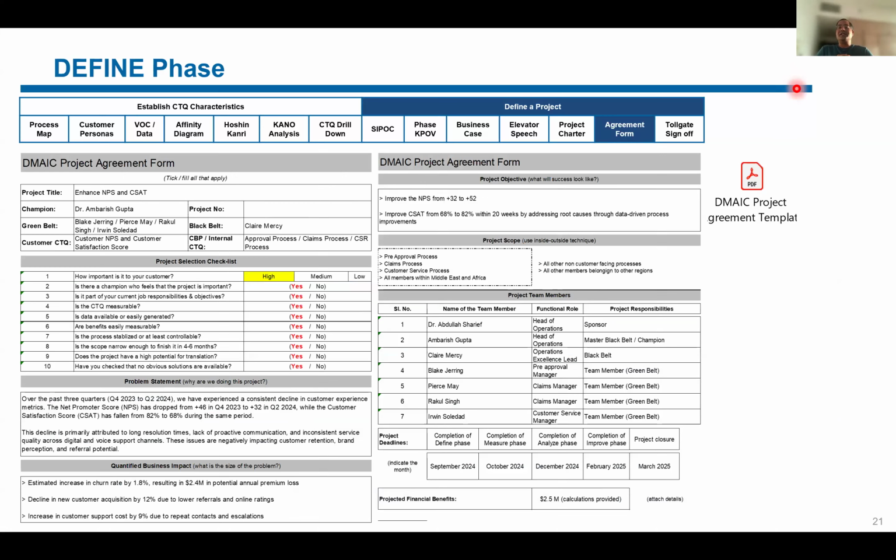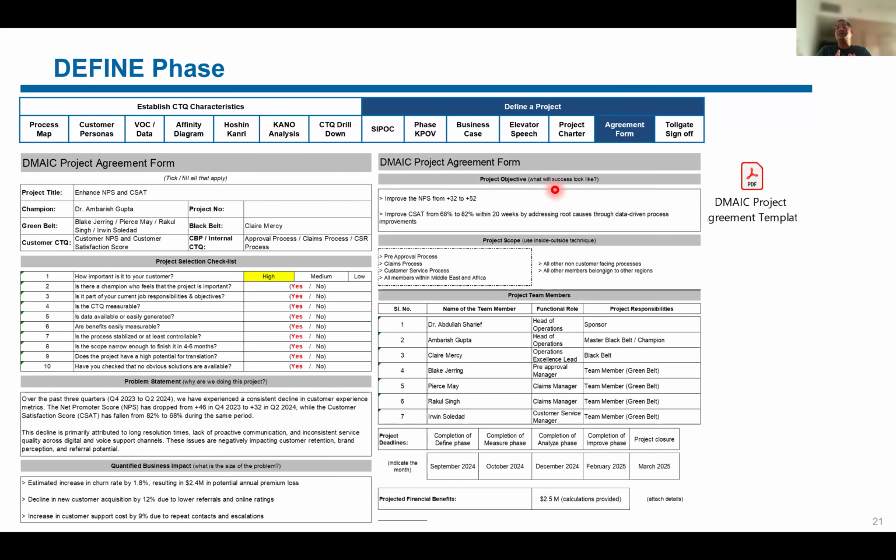Our organization uses something called the project agreement form, because after the project charter is signed off, a more detailed document, which is the project agreement form, is signed by all stakeholders, so that we all know that the project has been chartered and the project is now in place, so that we can start scoping for the project, we can start identifying the team members for the project, and so on and so forth.